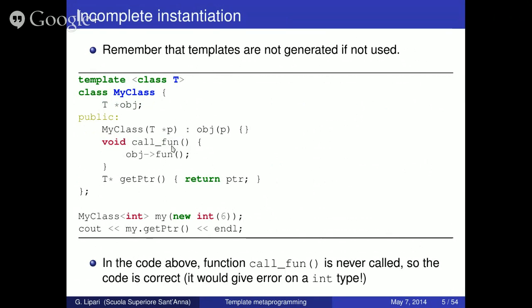However, this code does not produce any error in the compilation. Why? Because callFun is never called, and since it's never called, it's not generated. So this code contains a potential error, but it's correct because callFun is never actually invoked. So remember this: if you don't call a function, the function is not generated.